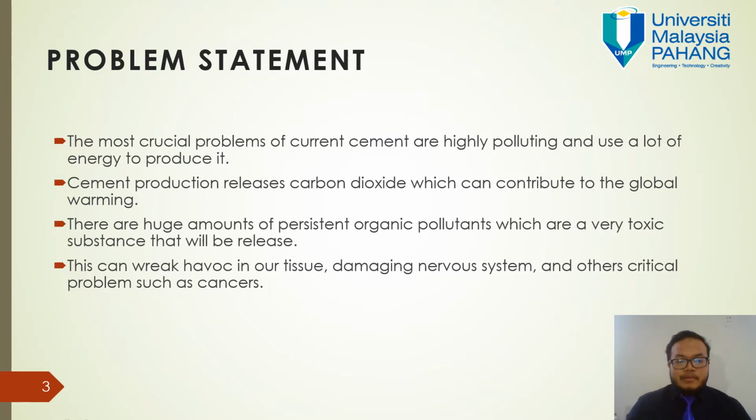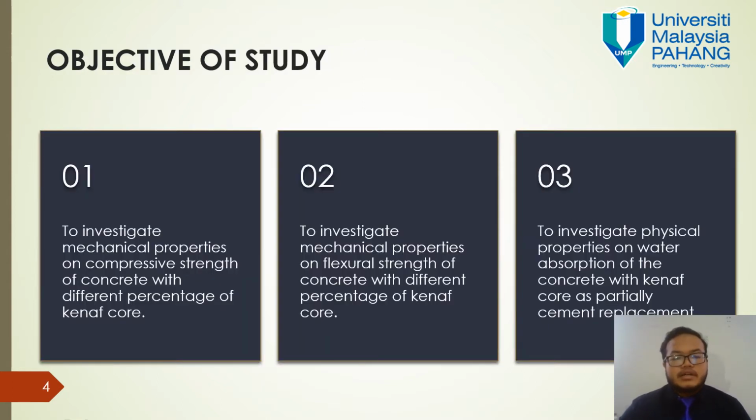For the problem statement, the most crucial problem of current cement is that it is highly polluting and uses a lot of energy to produce. Cement production releases carbon dioxide, which contributes to global warming. A huge amount of persistent organic pollutants, which are very toxic substances, will be released. This can wreak havoc in our tissues, damaging the nervous system and causing other critical problems such as cancers.